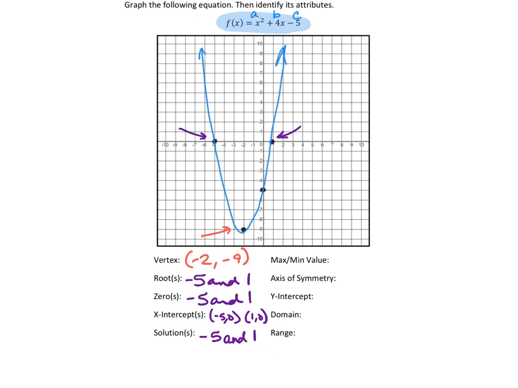Now, does this one have a maximum or a minimum value? Minimum. And what is that minimum? How low does it go? -9 is as low as it goes. That's my minimum value. Now, axis of symmetry is really cool on Desmos because a lot of times we're like, I hope this question's right. You can check your work now.